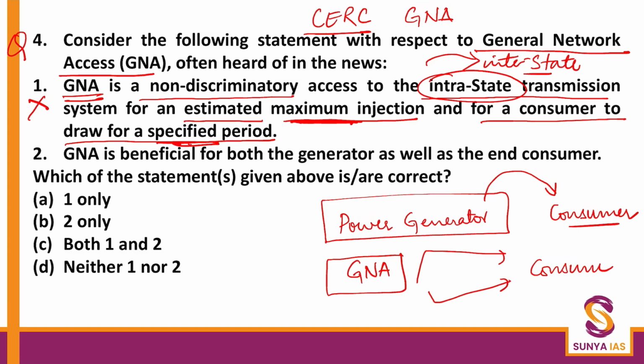This is also a style of giving statements by the UPSC. Statement number 2, GNA is beneficial for both the generator as well as the end consumer. This is a correct statement. The correct answer should be B.